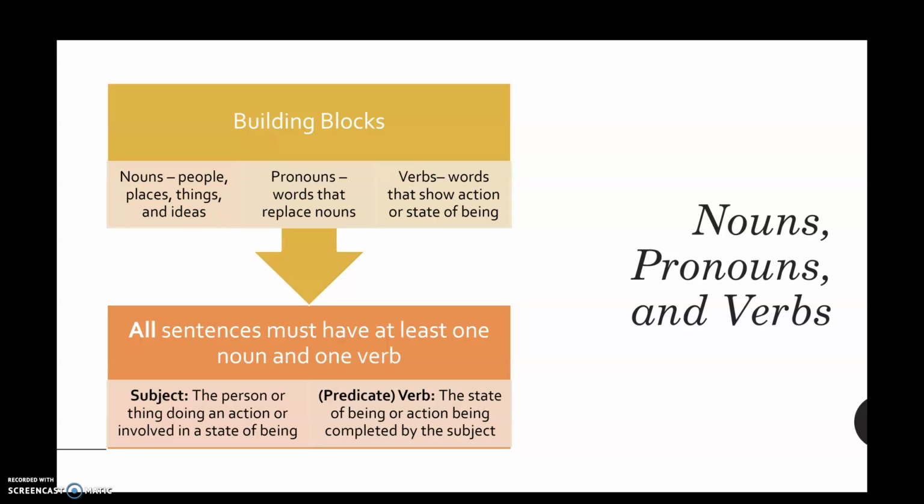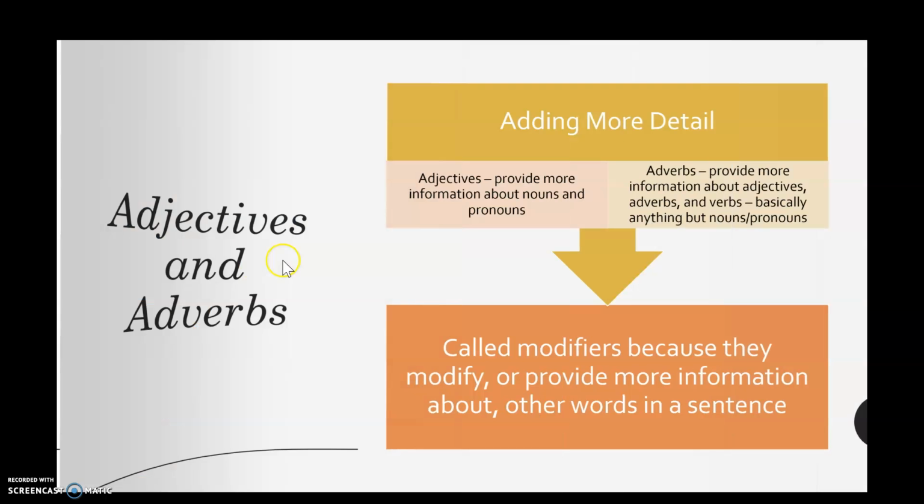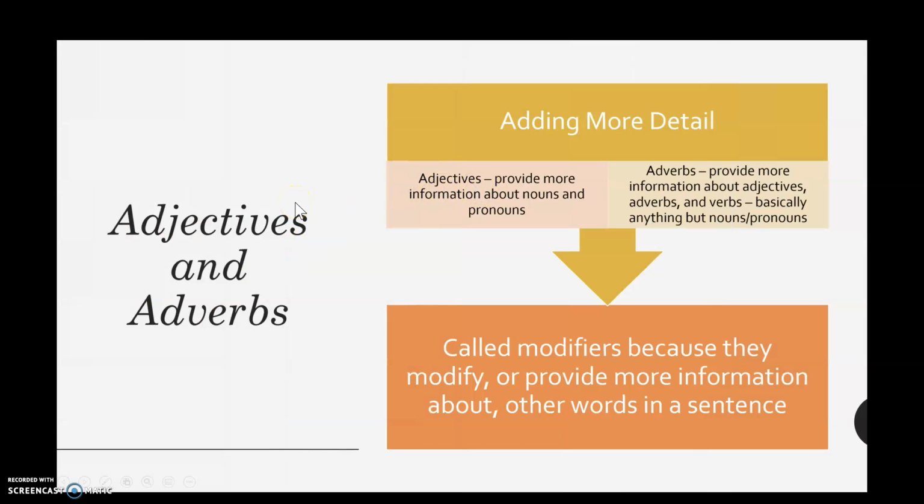All sentences must have at least one noun and one verb, and there are special types that every sentence must have. The subject, which is the person or thing doing an action and involved in the state of being, and the predicate verb, which is the state of being or action completed by the subject. So we'll say, the cat ran. Cat is the subject, ran is the verb. But that is a really boring sentence.